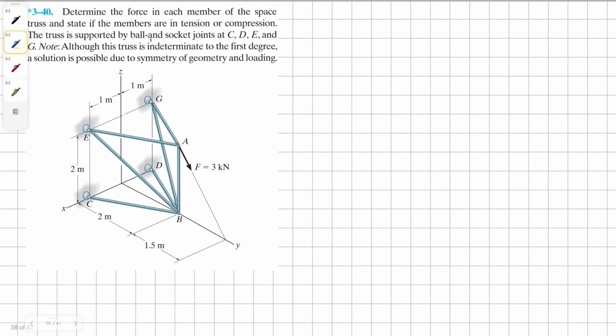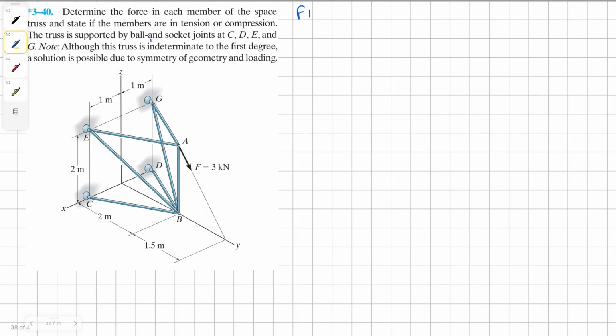Determine the force in each member of the space truss and state if the members are in tension or compression. The truss is supported by ball and socket joints at C, D, E, and G. Note, although this truss is indeterminate to the first degree, a solution is possible due to the symmetry of geometry and loading. Because it's already given, we don't have to determine whether it's determinate or not, and we can simply start solving this structure from joint A.